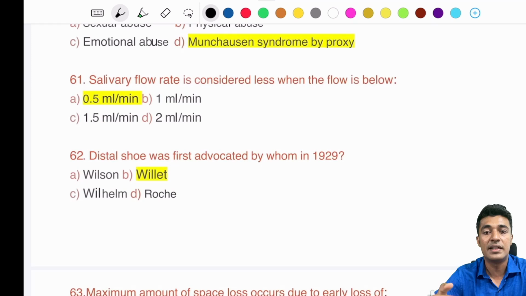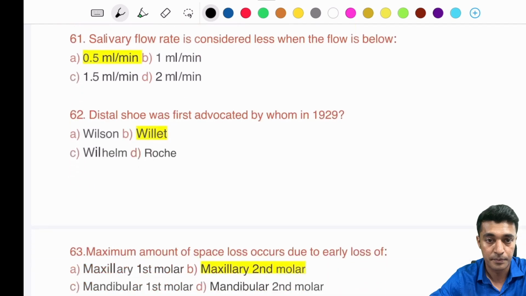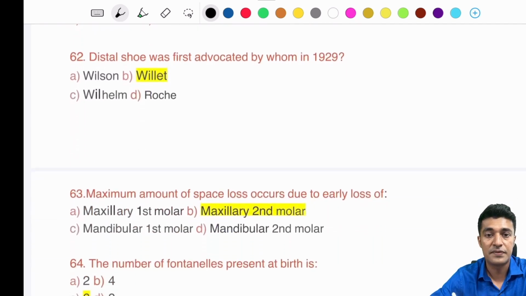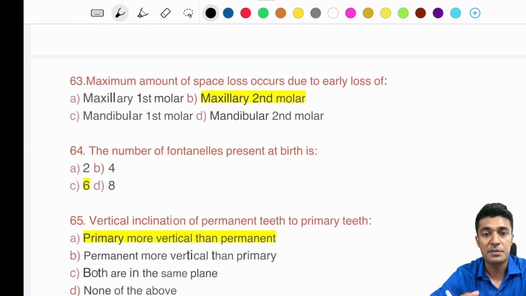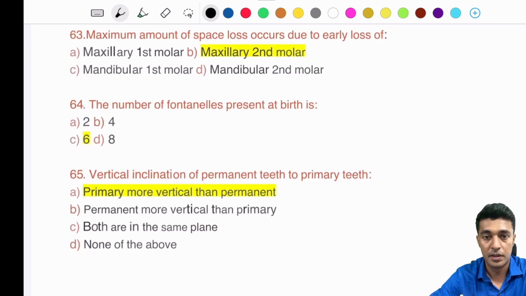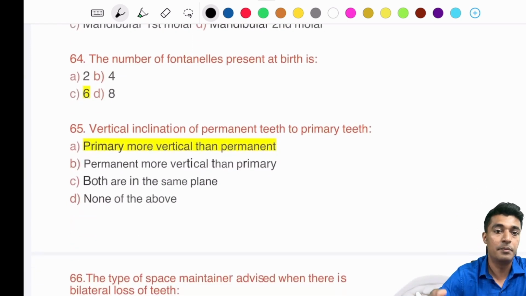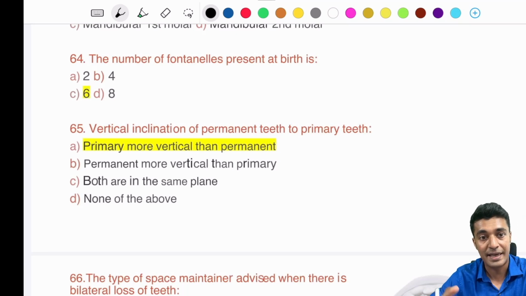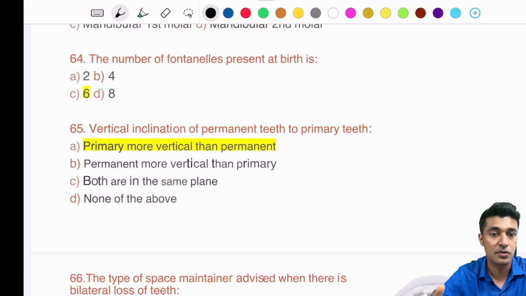The salivary flow rate is considered low when the flow is below 0.5 ml per minute. The normal rate of salivary flow is 1 ml to 2 ml per minute. The distal shoe was first advocated by Willett. The maximum amount of space loss occurs due to early loss of the maxillary second molar. The number of frontal sinuses present at birth is 6. At adult stage, it is 2. In Down syndrome, an additional frontal sinus will be present, so the number will be 3.